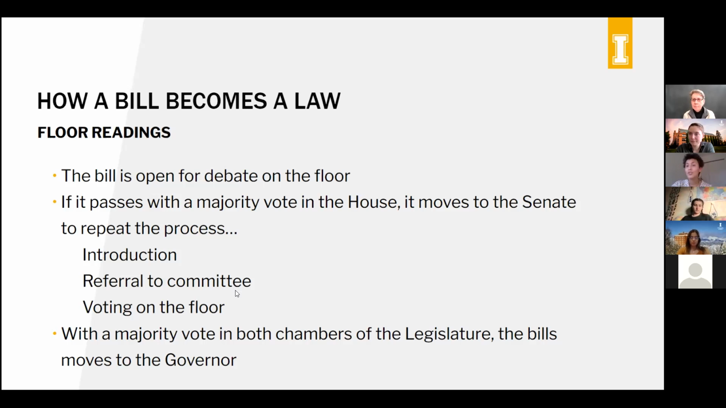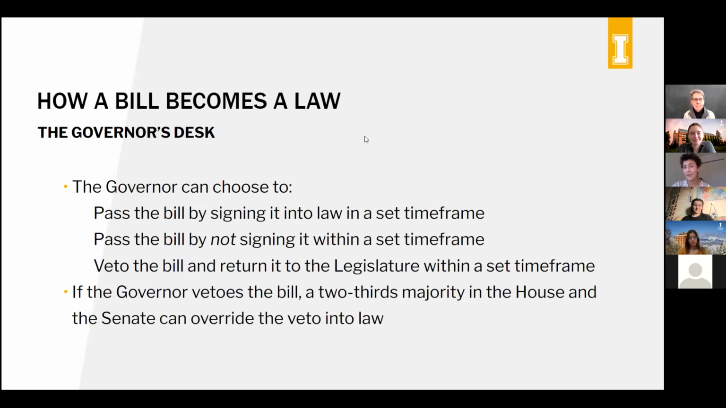When there's a majority vote in both chambers of the legislature, in both the House and the Senate, the bill then moves on to the desk of the governor, and that is the final step in which a bill can finally become law. So the governor has basically 3 options. First off, he can pass the bill by signing it into law within a set time frame, which is about 5 business days generally. He can also pass the bill by not signing it within those 5 days. If he does not make a decision and doesn't sign the bill or reject it, then it will automatically become law. Or he can veto the bill and return it to the legislature within a set time frame. However, if the governor does veto the bill, then a 2/3 majority in both the House and the Senate can override that veto and it will go into law.